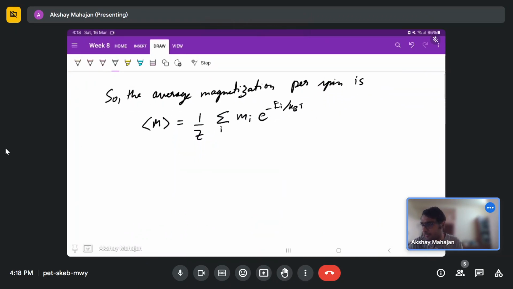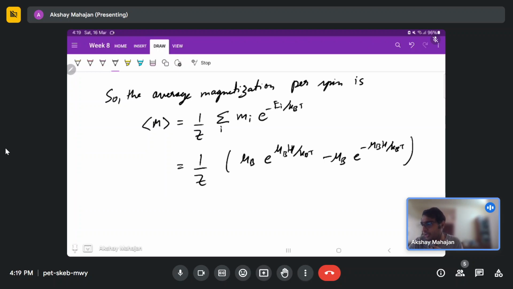So now we have the partition function Z. Let's keep it as Z. Now for the magnetic moment along the field, the energy will be minus mu B H, so you will get a plus here: e to the power mu B H by kBT. And then plus, for the opposite magnetic moment, the energy is plus mu B H, so it will be e to the power minus mu B H by kBT.